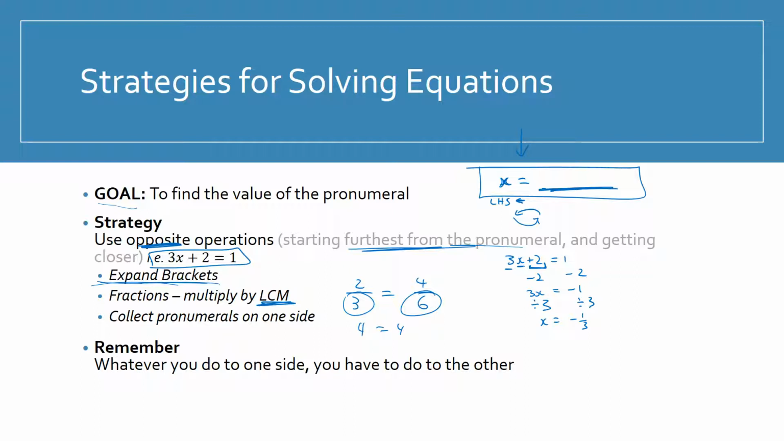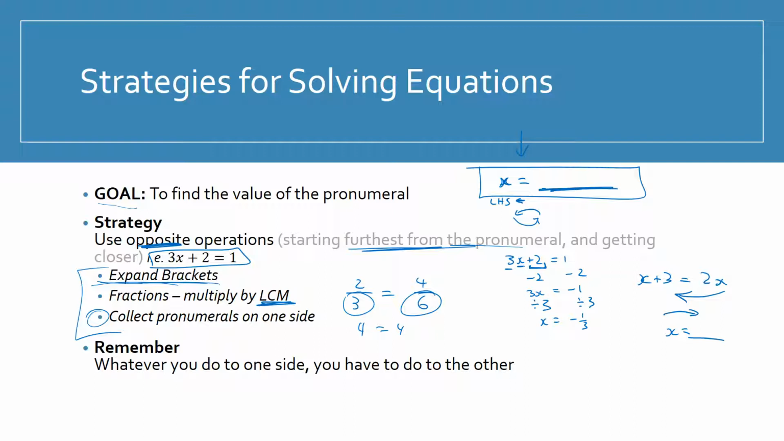And then finally, we want to also look at collecting pronumerals on one side. That's for situations where if we had, say, x plus 3 equals 2x, we want to get all of the x's onto that side and all of the values on that side, eventually getting x equals something. So these are some of the new things that we're needing to look at in solving equations in this unit.